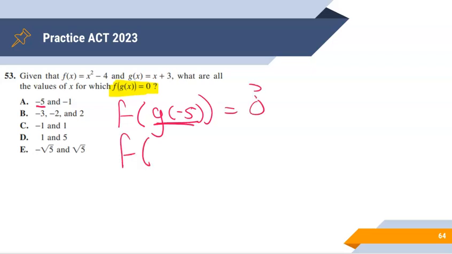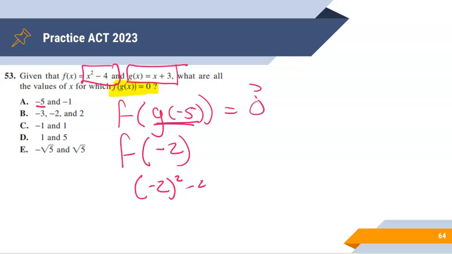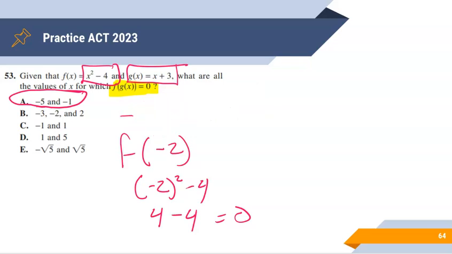Well, g of -5 means take function g, plug a -5 in. Plug -5 in, I get -2. F of -2, well, that means take function f and plug in -2 in there. And we get 4 minus 4, which is 0. So -5 is an answer. Choice A is the only one with the -5 in there. That's the way I would go about doing this one.